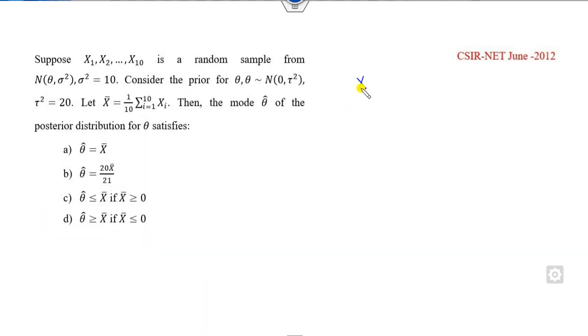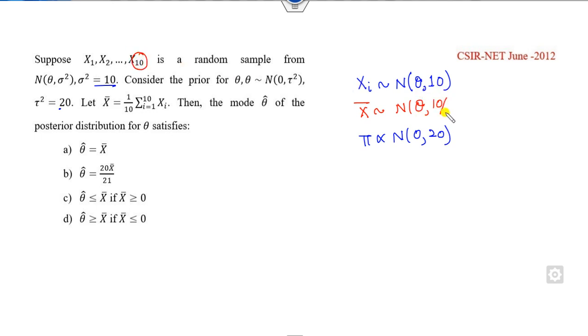Okay, look at this one. Xi follows the normal distribution with mean theta and variance 10. Fine. Theta is my prior, again following the normal distribution with mean 0 and tau square 20. So can you write the sample mean? The sample mean has variance 10 over n. What is n? It is 10. That means the variance is theta over 1. Then the mode: because both are normal, the posterior is also normal, and for the normal case mean and mode are the same, so I can say this is also the mean.